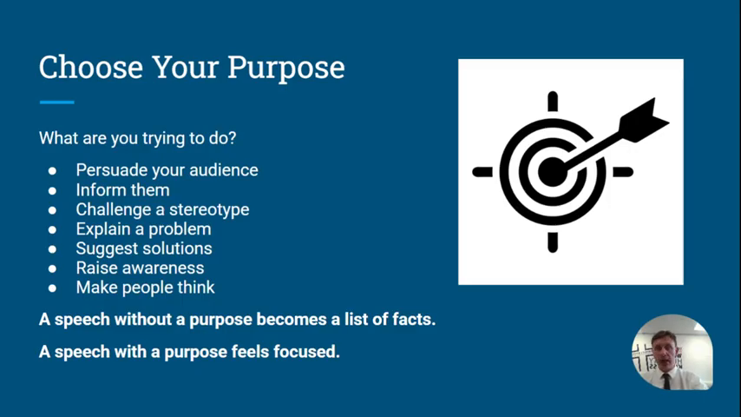If your purpose is to persuade people, well, your speech needs a really strong viewpoint. You want to persuade them of what you think. You need to be clear what you think and what your argument is. If your purpose is to inform your audience, you need really clear explanations and you also want some reliable evidence. If you want to challenge a stereotype, you need to show the audience why that stereotype and their assumptions might be wrong. And if your speech is lacking in purpose, it's going to feel like a list of facts. It's going to be incoherent, or certainly not very engaging or interesting. A speech with a purpose feels very focused. It feels really, really deliberate.